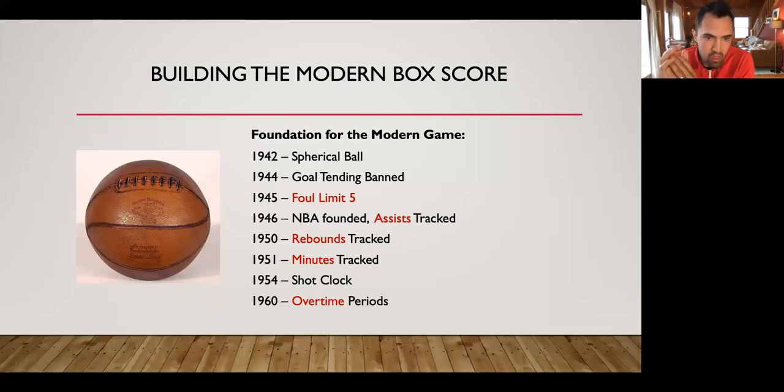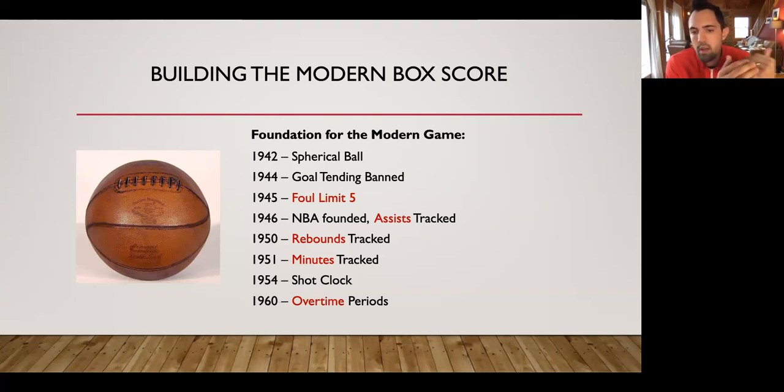So the first thing that happened was they figured out how to manufacture a ball that was actually round. And this was really important because you could dribble now a lot more easily. So that changed the style of play. And then right around that same time, the NBA was founded.